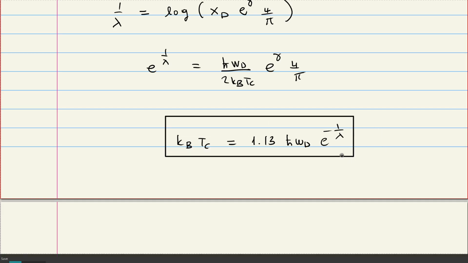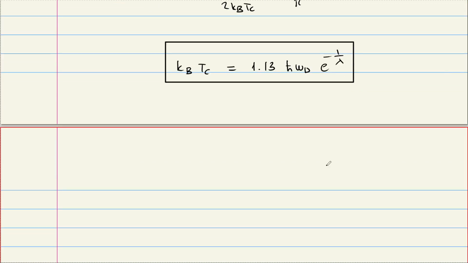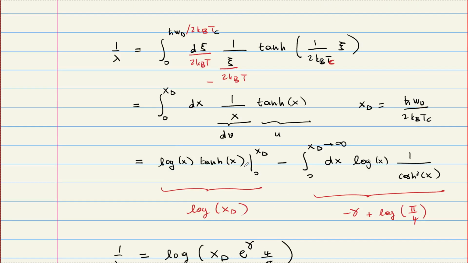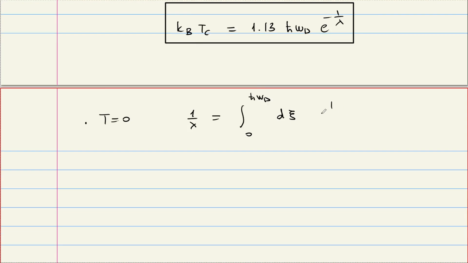Good. So a second thing, if you need to leave, you can leave. I want to show one last thing and then finish there. The second thing is to solve this equation at T equal to 0. And that equation becomes a little simpler. So let me just write it: 1 over lambda is equal to, from 0 to h bar omega_D. At T equal to 0, the tangent hyperbolic is close to 1. That's why there's no tangent hyperbolic.